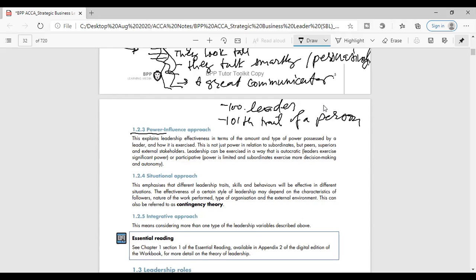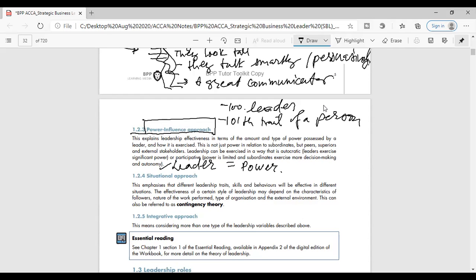So what is the power influence approach? This explains the leadership effectiveness in terms of the amount and type of power possessed by leaders. So another traditional definition and the approach that came from that: leaders means power, right? So leadership can be exercised in a way that is autocratic or participative, where subordinates exercise more decision making and autonomy.